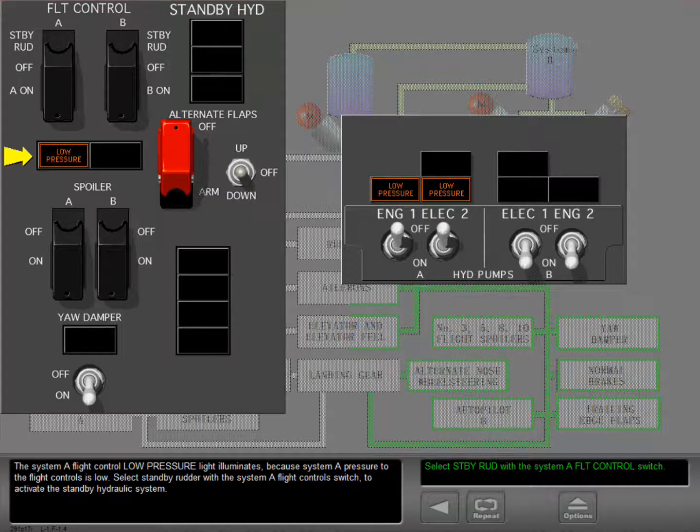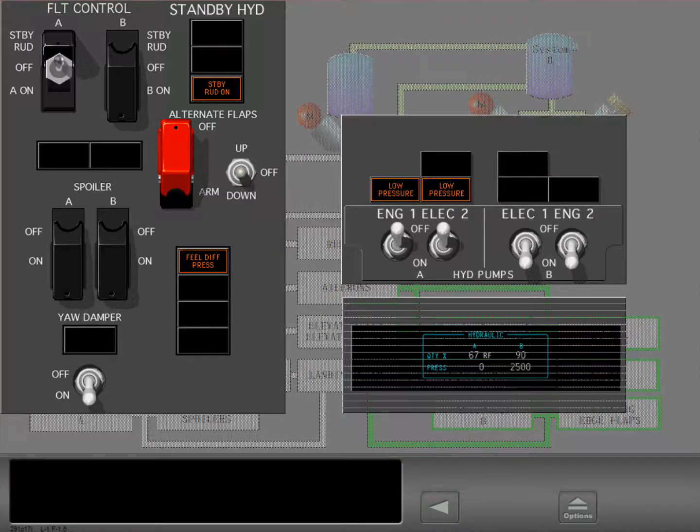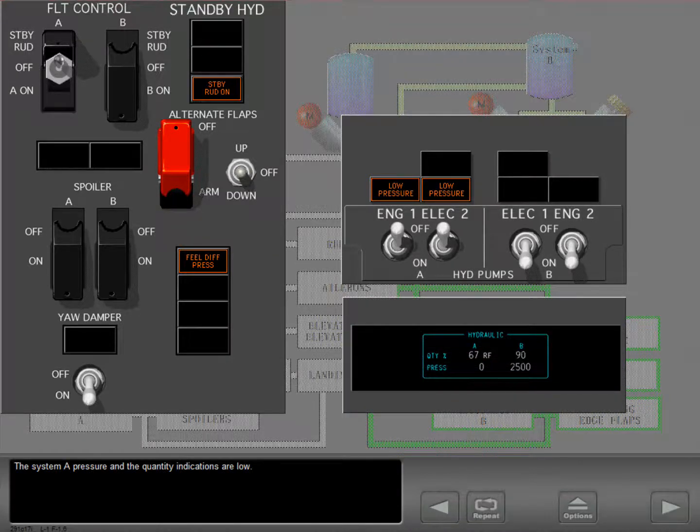The System A flight control low pressure light illuminates because System A pressure to the flight controls is low. Select Standby Rudder with the System A flight controls switch to activate the standby hydraulic system. Also, the field differential pressure light illuminates. These lights are discussed in a different lesson. The System A pressure and the quantity indications are low.